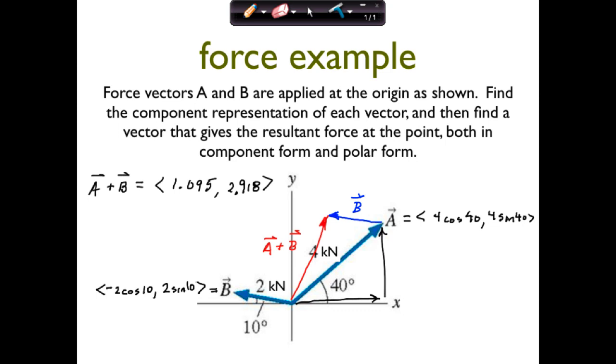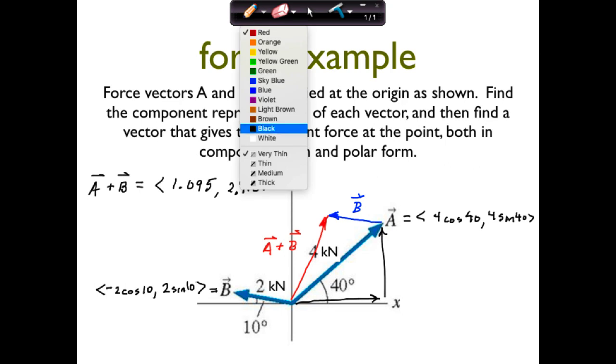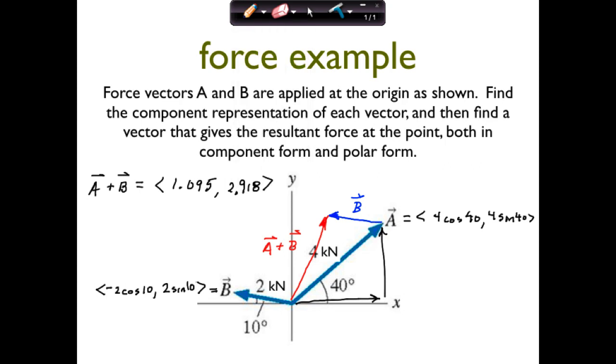Okay, now how do I get the polar form of A plus B? I've got the components. How do I get the magnitude? Right, so that was from the first class.